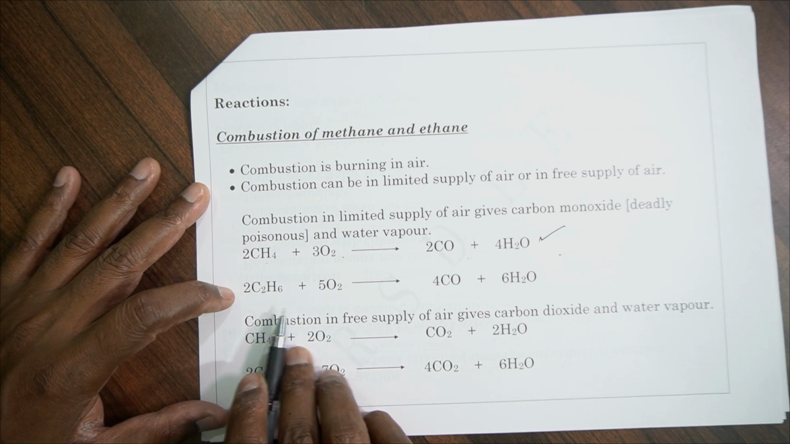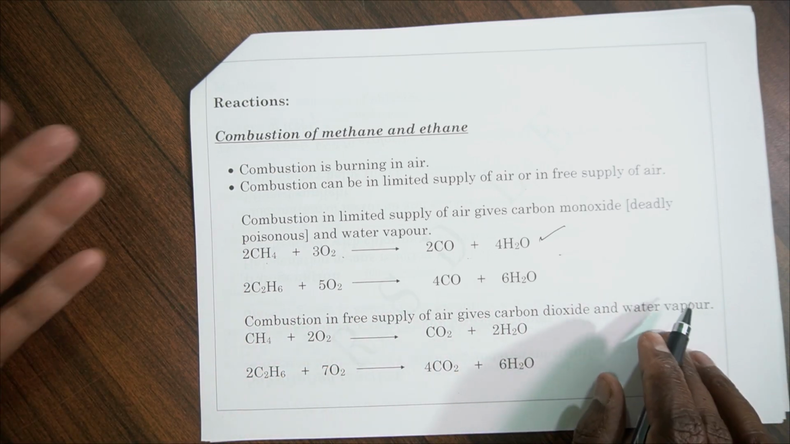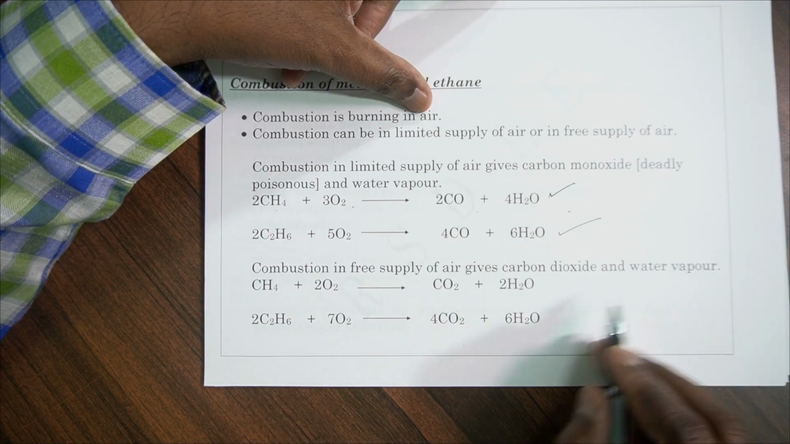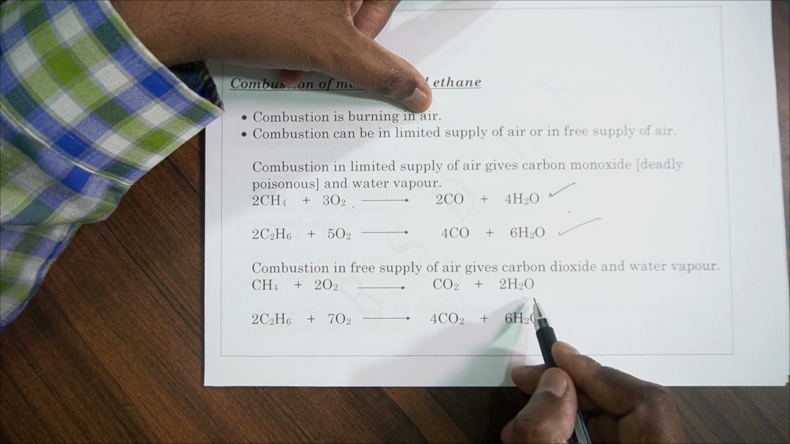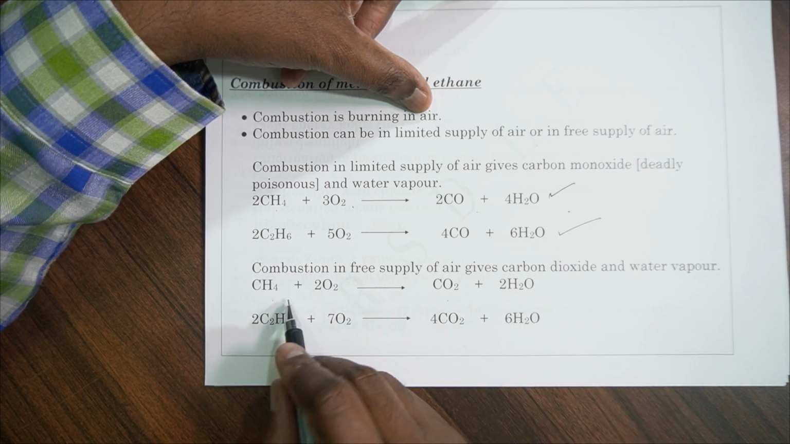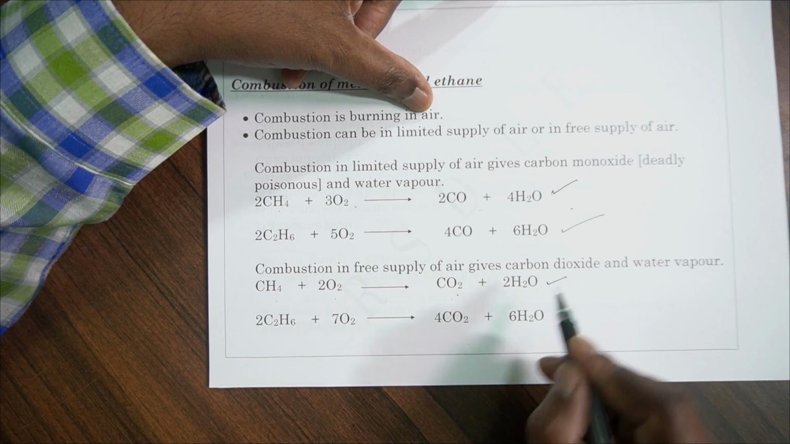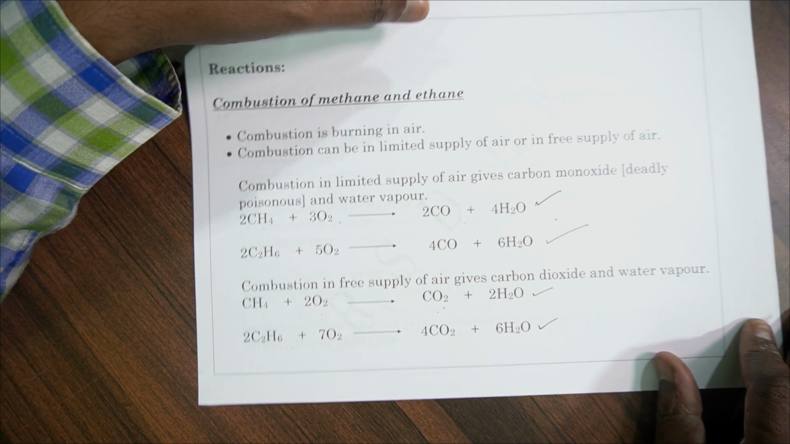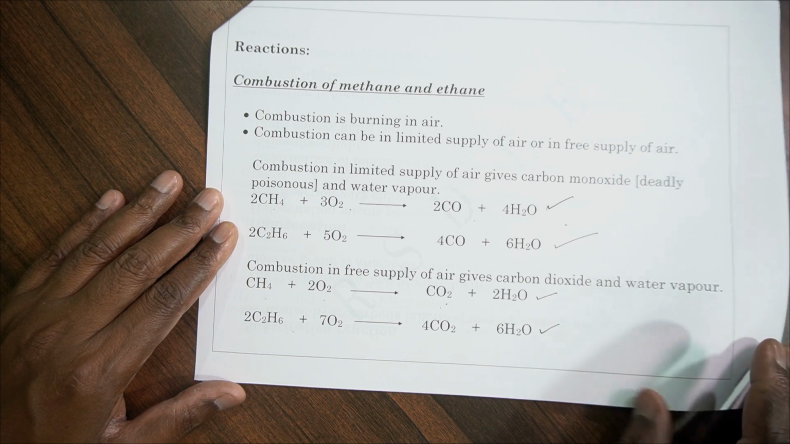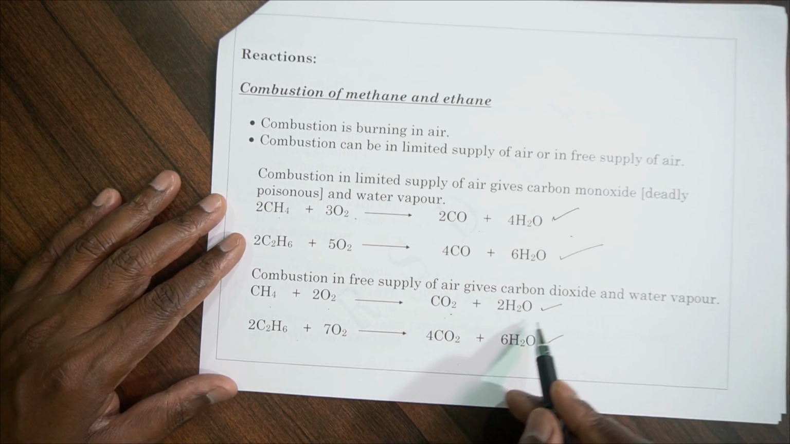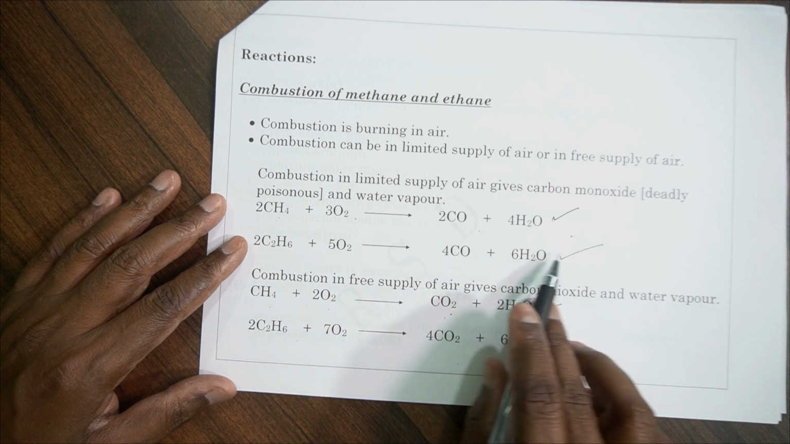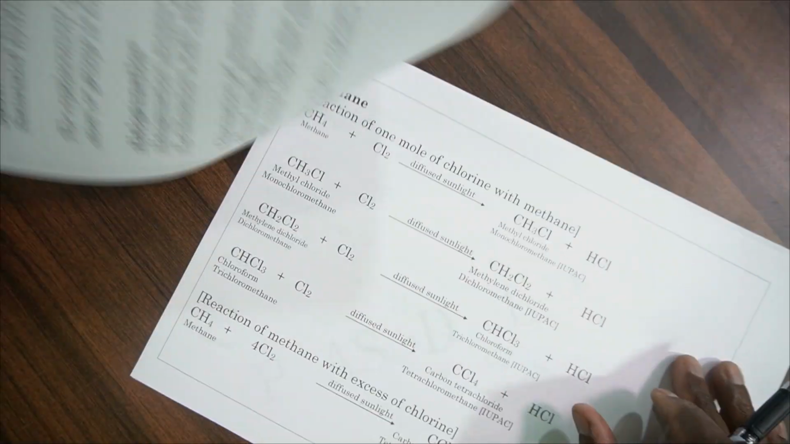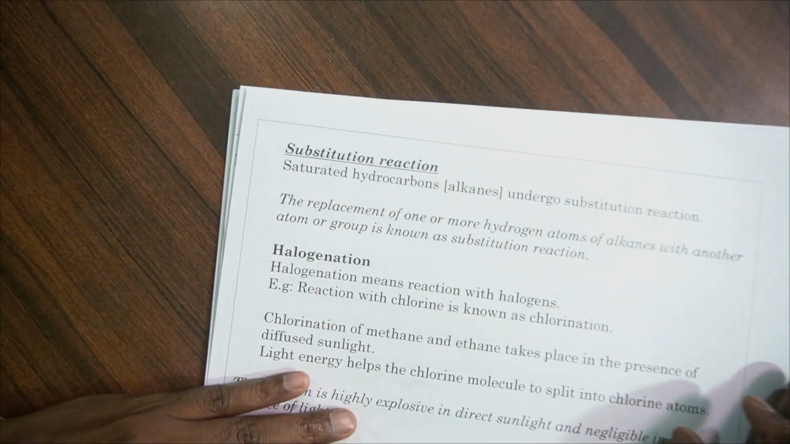In the same way, ethane: C2H6 plus O2 gives CO plus H2O because of limited supply of air. Again balance it. In the free supply of air, the products will be carbon dioxide and water vapor. Methane will give CO2 and H2O, with 2O2 required. Ethane will also give CO2 and H2O. This is common to all organic compounds. Remember, in free supply you have carbon dioxide and water vapor; in limited supply you have carbon monoxide and water vapor. Then balance the equation. Now let us see the other reactions.